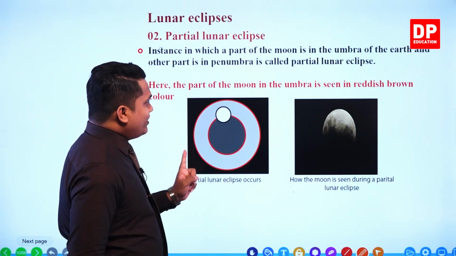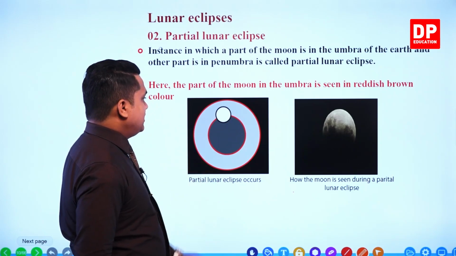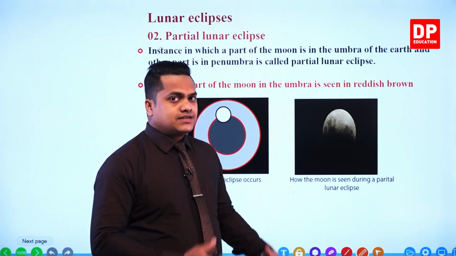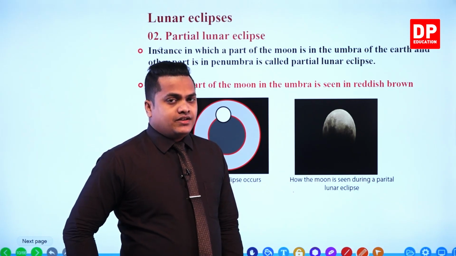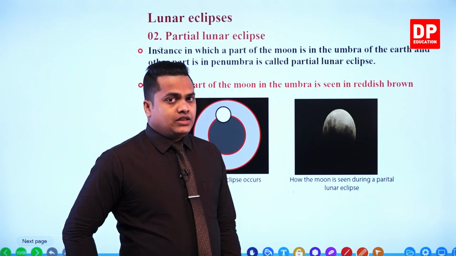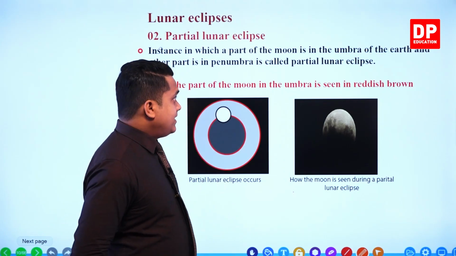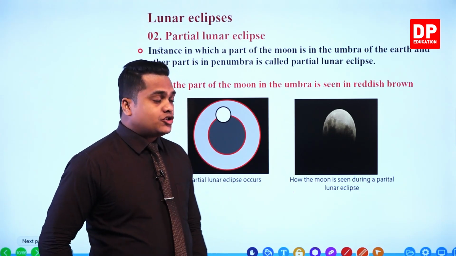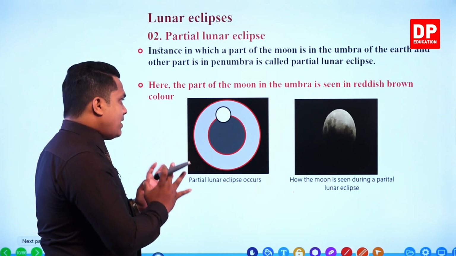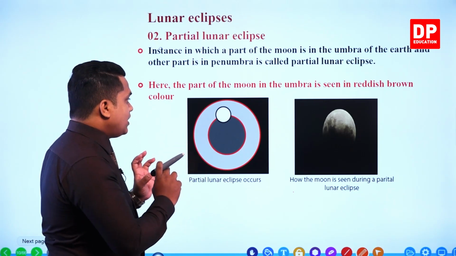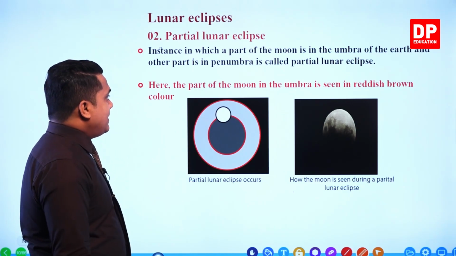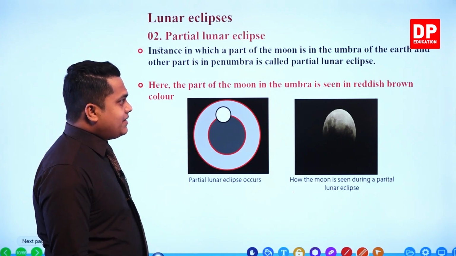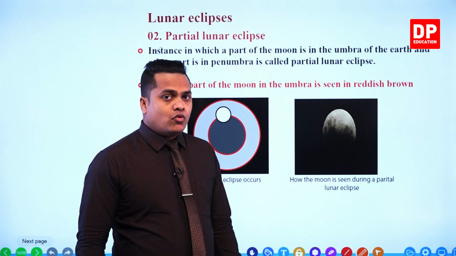Then here the part of the moon in the umbra is seen in reddish brown color. So the part which is at the umbra region can be observed, my dear children, as a reddish brown color one. So this is the second main incident regarding the lunar eclipse, the partial lunar eclipse. Within it, one part of the moon is located within the umbra region while the other part is located within the penumbra region of the planet Earth. The part of the moon in the umbra region also can be observed, like in the previous case, as a reddish brown color.